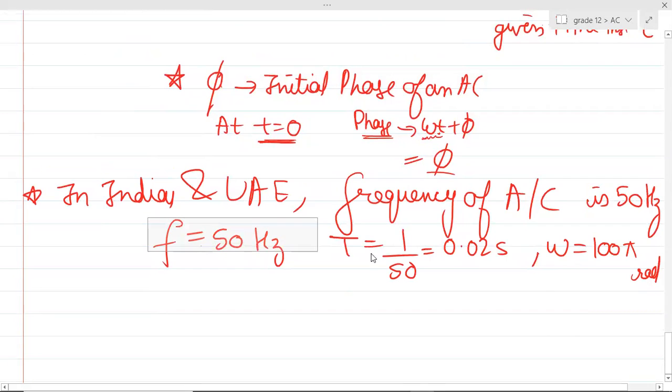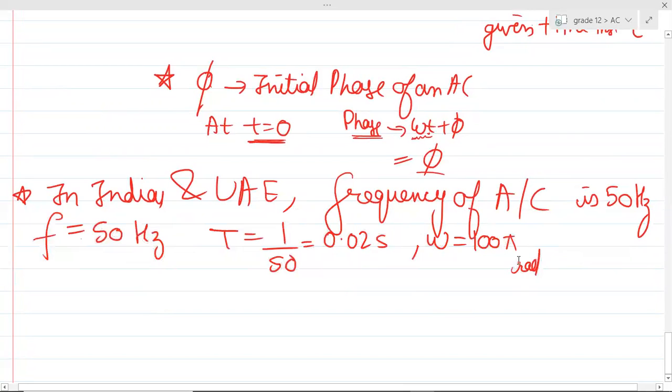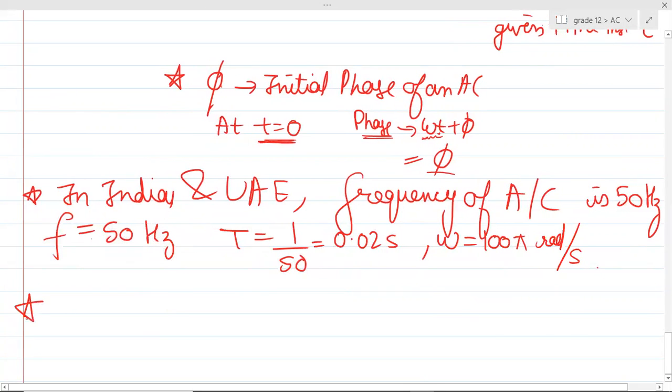Is this clear, guys? Yes, sir. So this is the angular frequency in India and UAE. Generally, we use this.